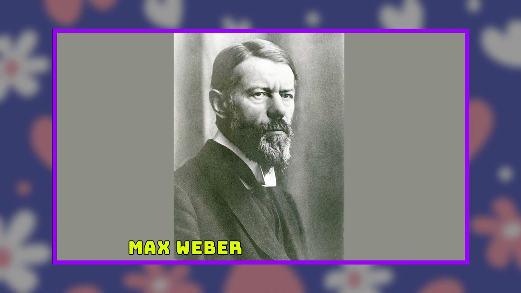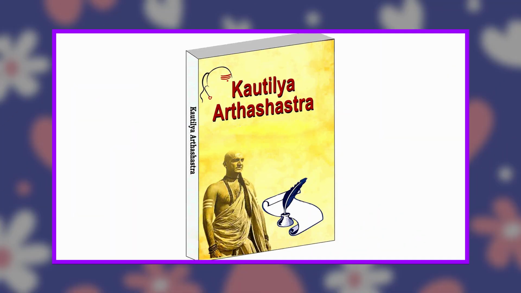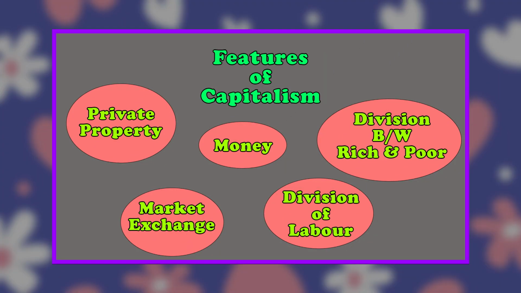Max Weber's construct represents the classical formulation. It's interesting to note that in its essentials it is present many centuries before Max Weber in the Arthashastra of Kautilya. The society of the Arthashastra, like that described in Kings and referred to by the prophets in the Old Testament, had some features of capitalism: private property, money, market exchange, division of labor, and a marked division between rich and poor.